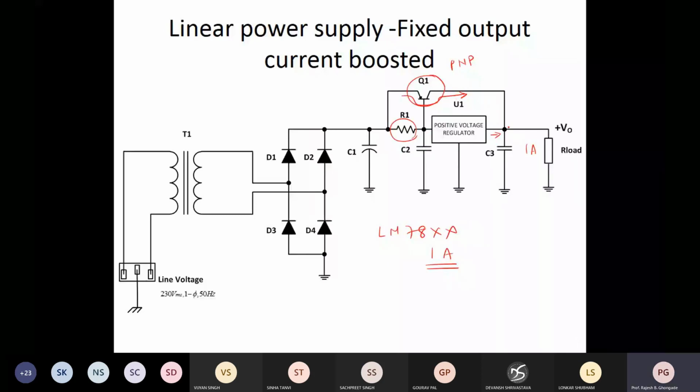So how to extract more current from this setup? What you can do is make sure that up to 1 ampere, whatever is the drop across R1 is less than 0.7 volts. So you have to select the value of R1 such that whatever is the current, let us say 1 ampere, 1 ampere into 0.7, sorry, the other way around.